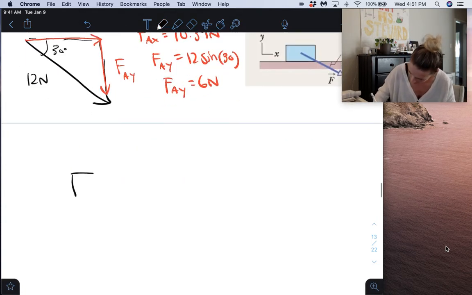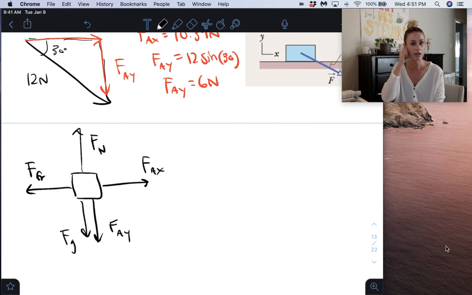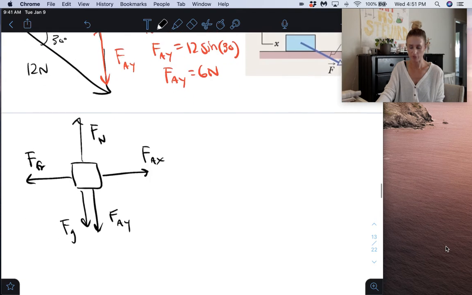So now that we know that, we can draw our new free body diagram. And we have the force applied in the x direction, force applied in the y direction. We know the force of gravity is down, the normal force is up, and then the force of friction is to the left because the applied force in the x direction is to the right. So, like I said, in order to know whether or not the block begins to slide, we have to find the maximum force of static friction first.